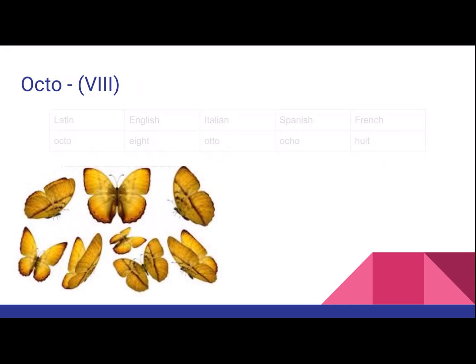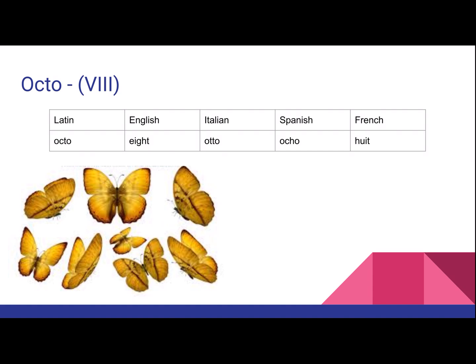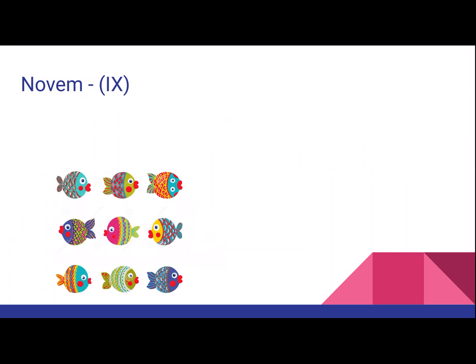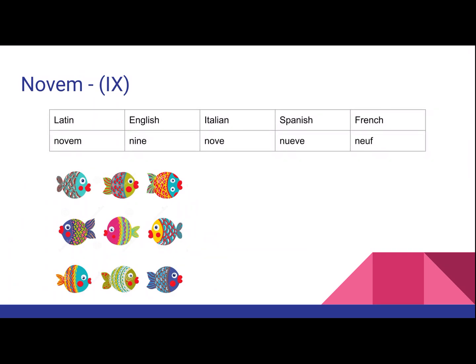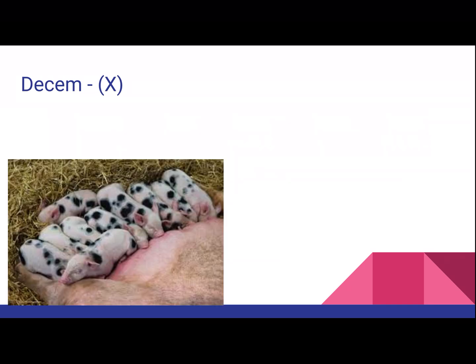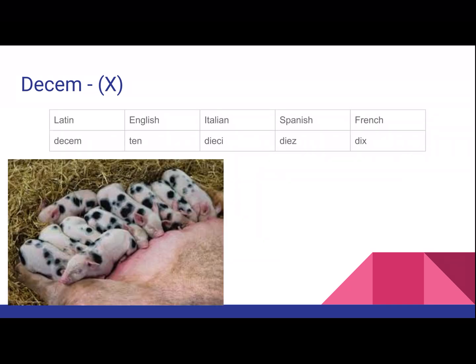Octo. 8. Octo papiliones flammei volant. 8 orange butterflies fly. Novem. 9. Novem pisces natant. 9 fish swim. Decem. 10. Decem porci lac bibunt. 10 pigs drink milk.